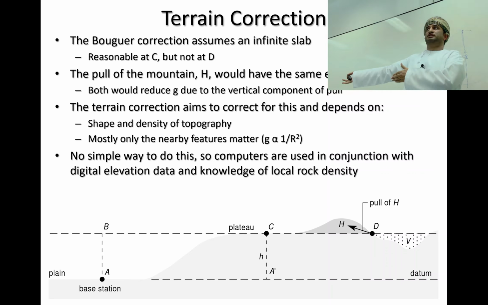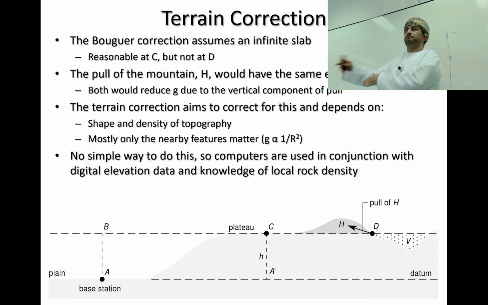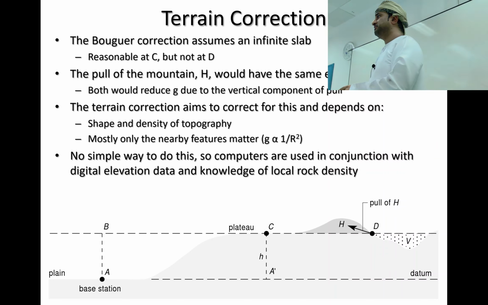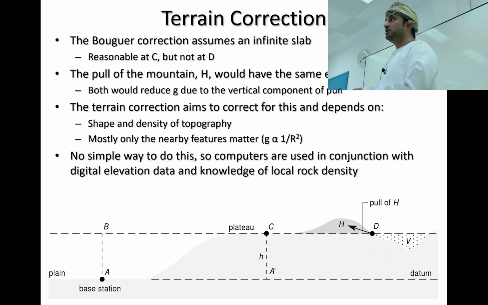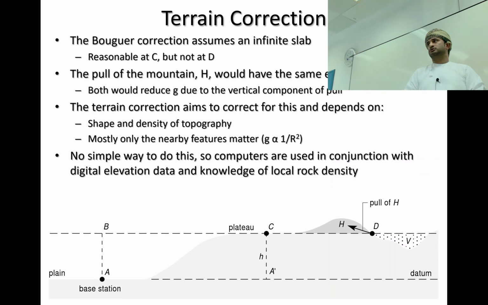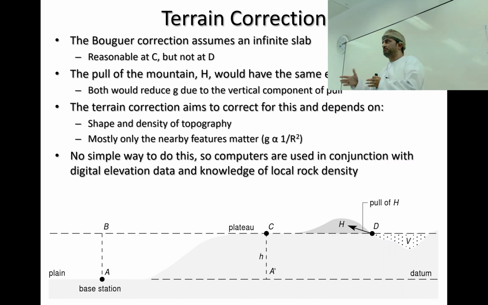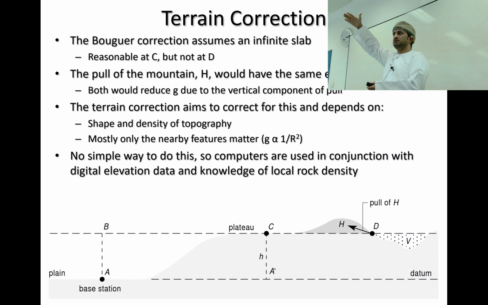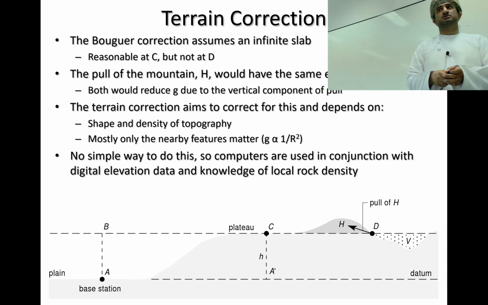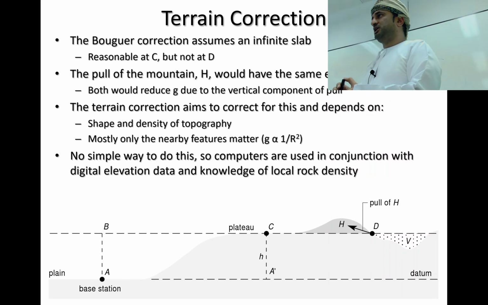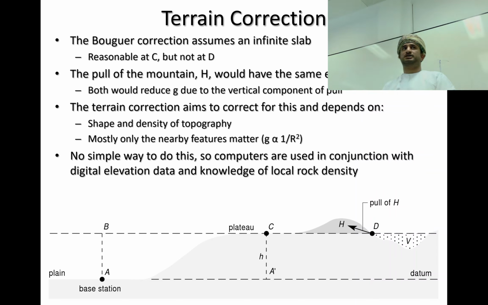So in case I'm doing a survey in Batna area, which is a plain, would it be necessary to do terrain correction? No. However, if you are doing a survey, let's say in Bidbid, which is a mountainous area, there you need to do terrain correction. Because you might be at a point where there is a steep cliff between the measurement point and the mountain. There you need to do terrain correction. It's a must. Otherwise your measurements are just a junk of errors, a waste of time.